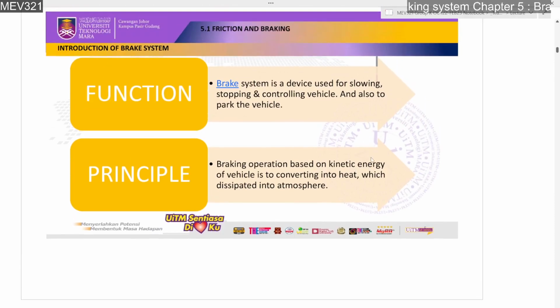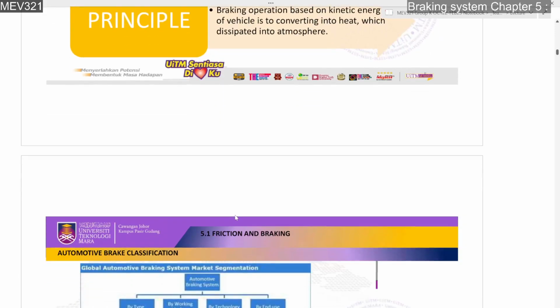Okay, so we know the conservation of energy: energy cannot be created nor destroyed, but it can transform into other forms. The kinetic energy of the vehicle is present while it is moving during your driving. To stop your vehicle, we need to convert the kinetic energy into some other form of energy. In this case, we convert it into heat energy. By doing that, your car will eventually stop because the kinetic energy that exists in the car will be converted into heat energy, and finally your car will have zero velocity, so it will completely stop. Okay, so that is the principle.